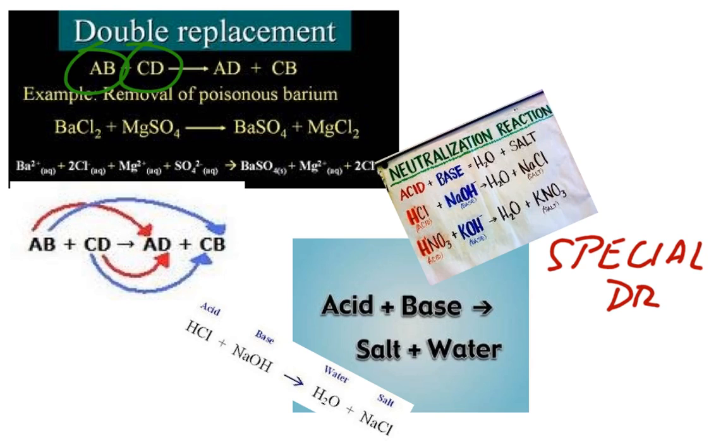These typically are very easy to balance, and one specialized type of double replacement reaction is called a neutralization reaction. A neutralization reaction takes place when an acid is mixed with a base, and it always produces a salt and water. The diagram right here depicts one of those things happening. Hydrochloric acid mixing with sodium hydroxide produces water and sodium chloride, a salt.